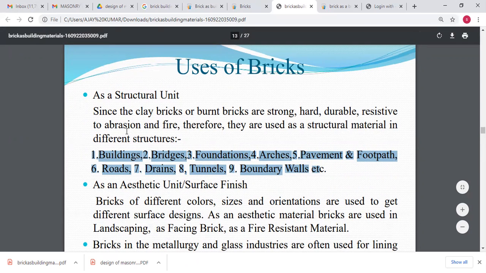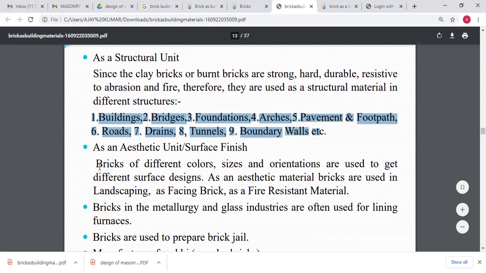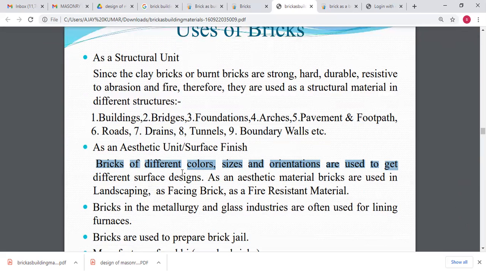As an aesthetic unit, bricks of different colors, sizes, and orientations are used to get a different surface. While using bricks for bridges and roads, it should not matter. But when we are considering brick for an aesthetic purpose, the size and orientation of the brick should be good.